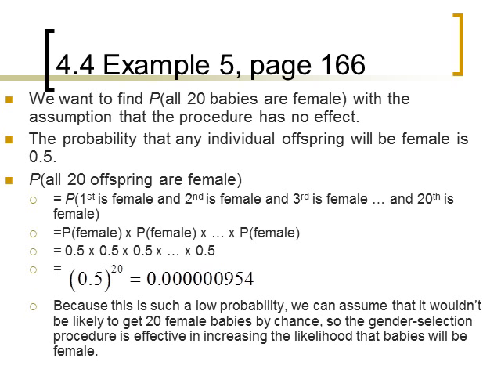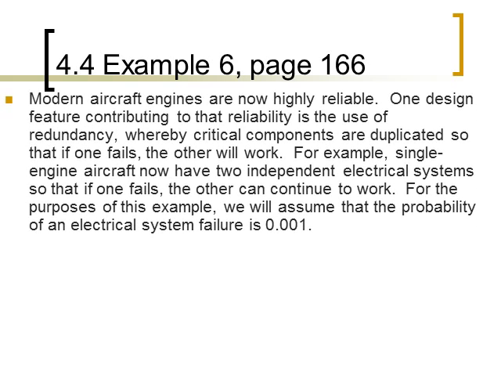This is a very low probability, so we can assume that it wouldn't be likely to get 20 female babies by chance, so that the gender selection procedure would be considered to be effective in increasing the likelihood that babies will be female. And this problem corresponds to example 6 on page 166.